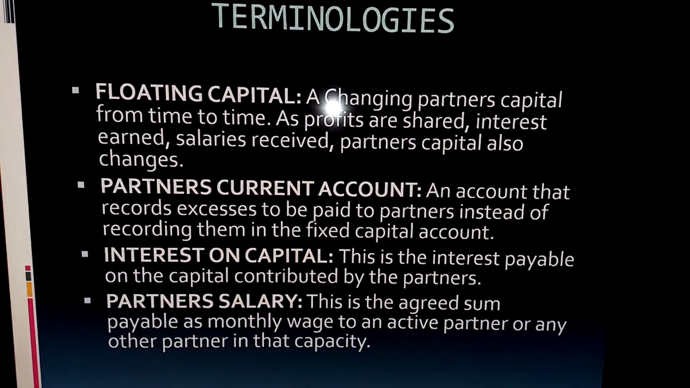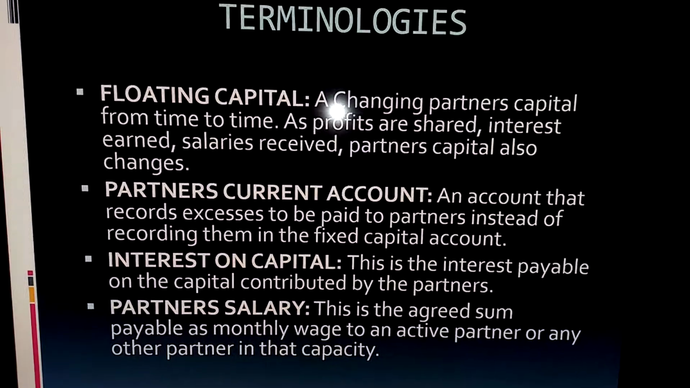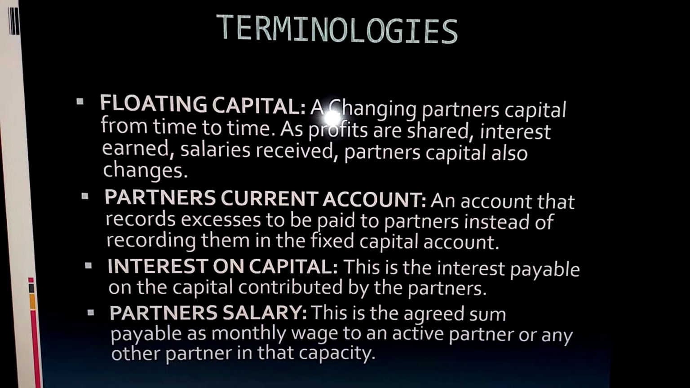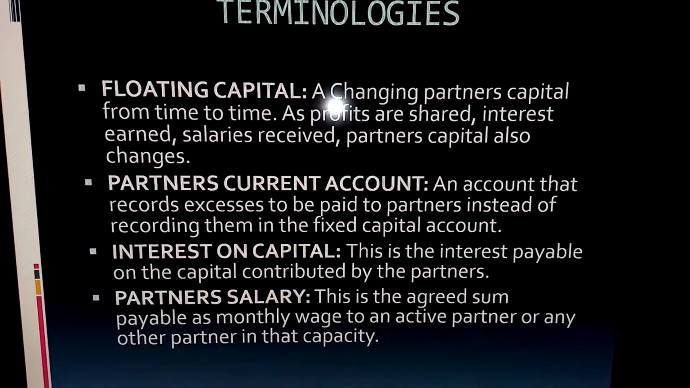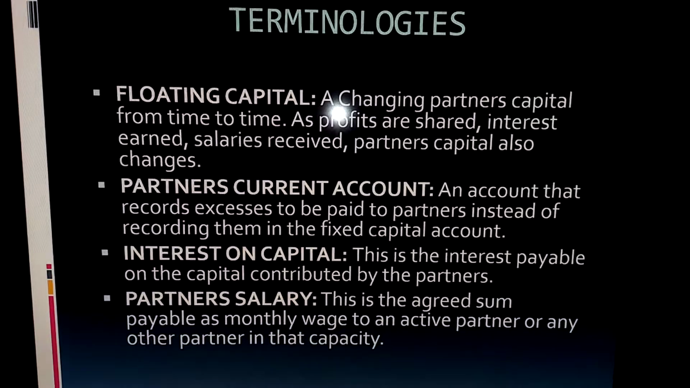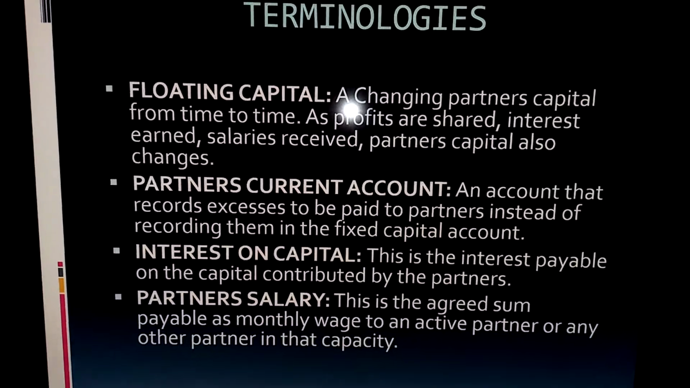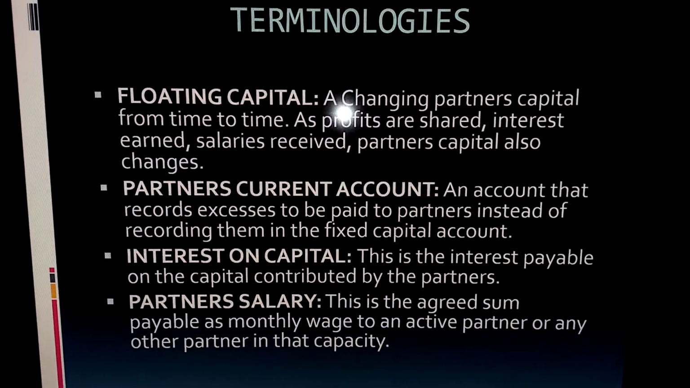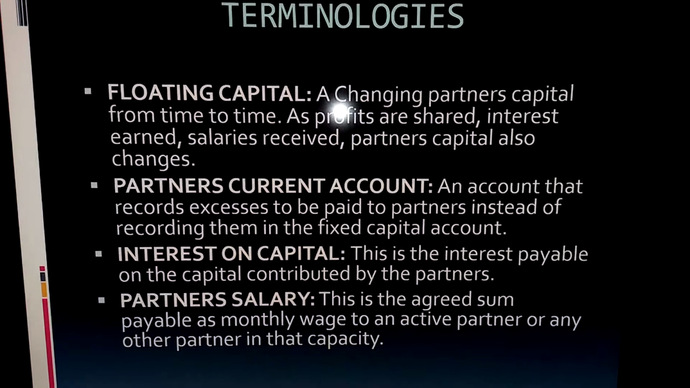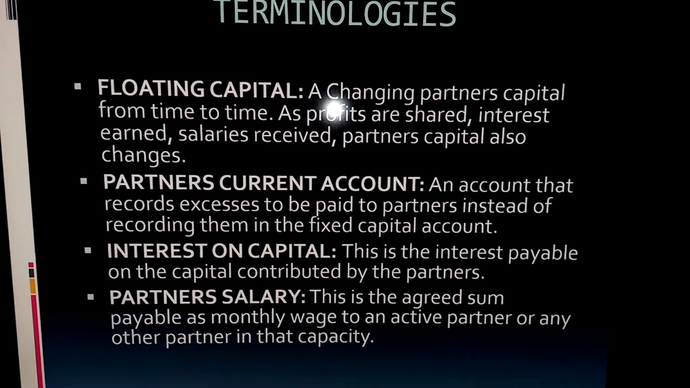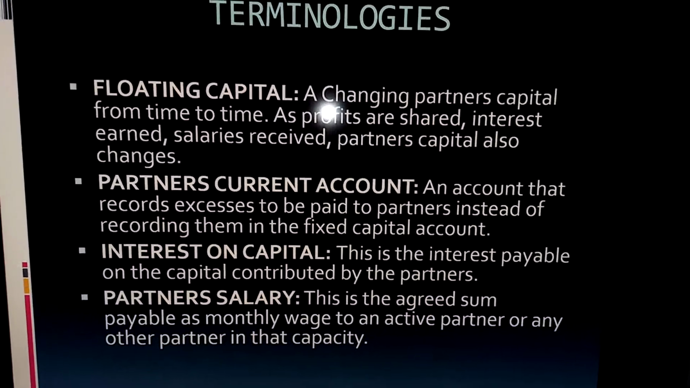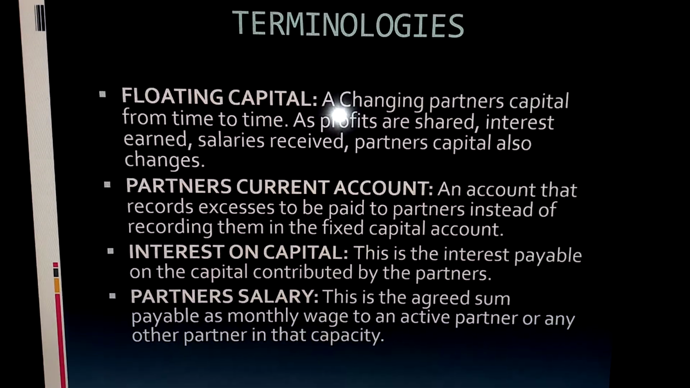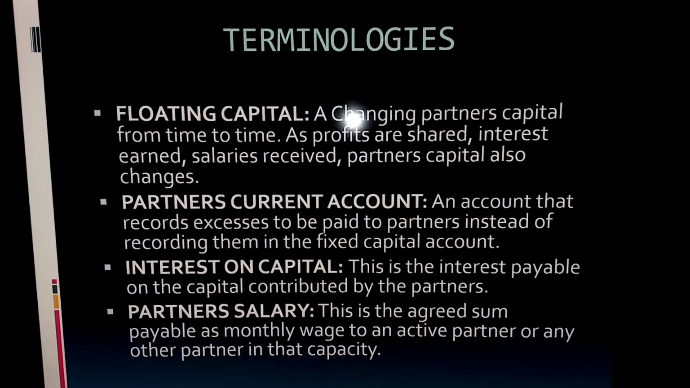Now, floating capital, you can also say fluctuating capital. What we're trying to say is that the first one we discussed is fixed. It does not change. But in this case, the capital changes as profits are shared, as interest is earned, as salaries are received. The partner's capital will change. So if you brought in 1 billion and there was a profit of 500 million and it's shared across board, if what you got is 100 million, it means your capital will now increase from 1 billion to 1.1 billion. That I will call floating capital. The capital changes as profits are made, as interest is earned, as salaries are received.